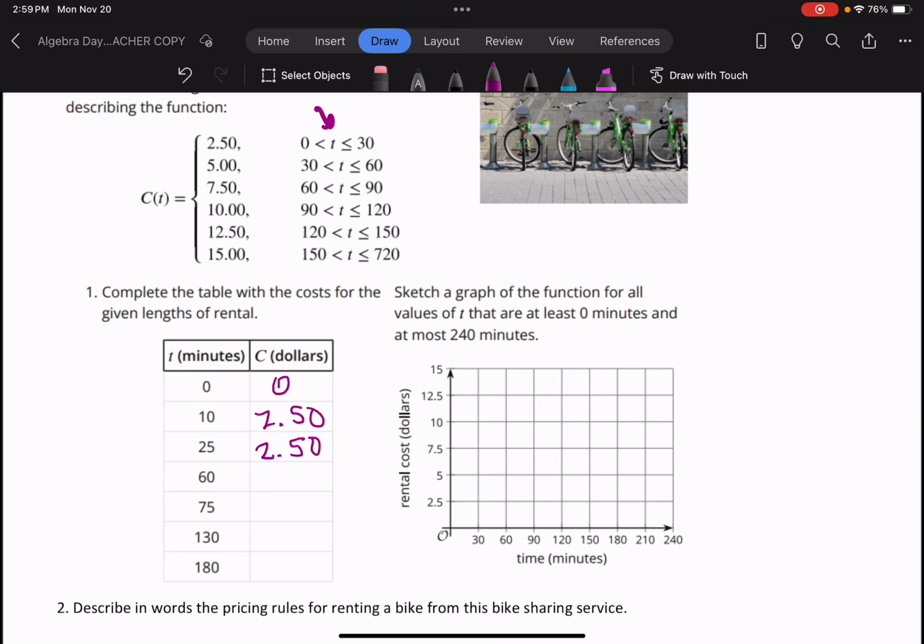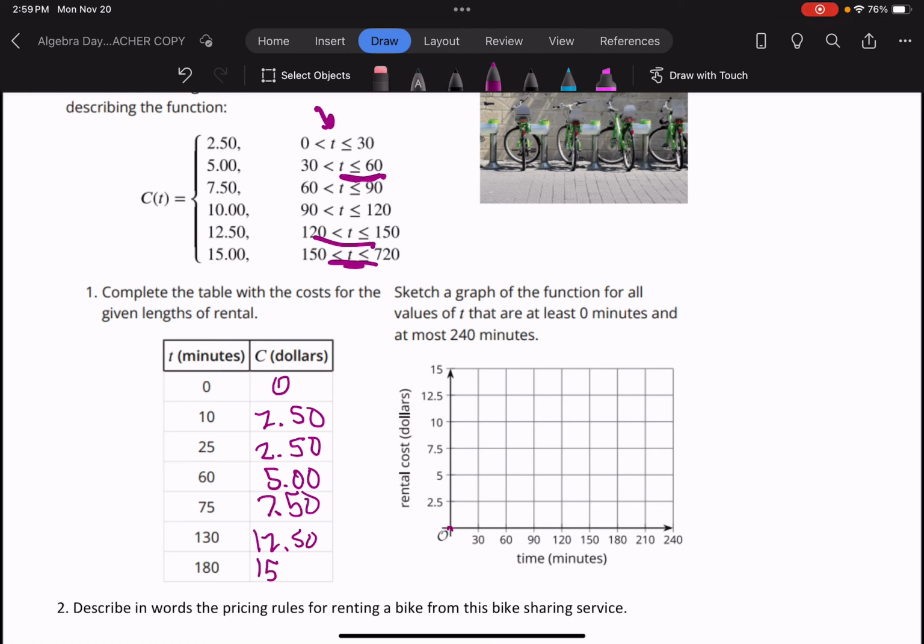60 minutes now is getting into this range right here, and it's less than or equal to 60, so that would be $5. 75 minutes is above that, so that's $7.50. 130 minutes falls in this range here, so that's $12.50. And then 180 falls in this range, which is 15. All right, so we're going to sketch the graph of the function.